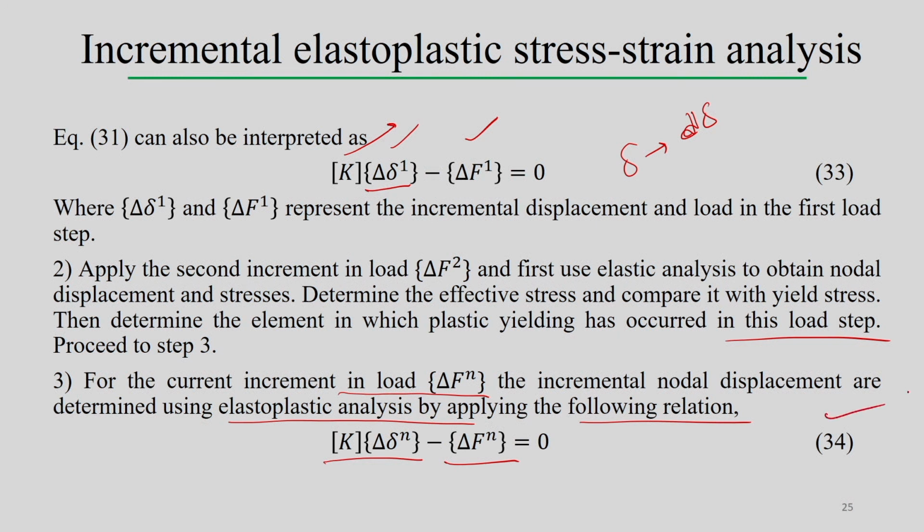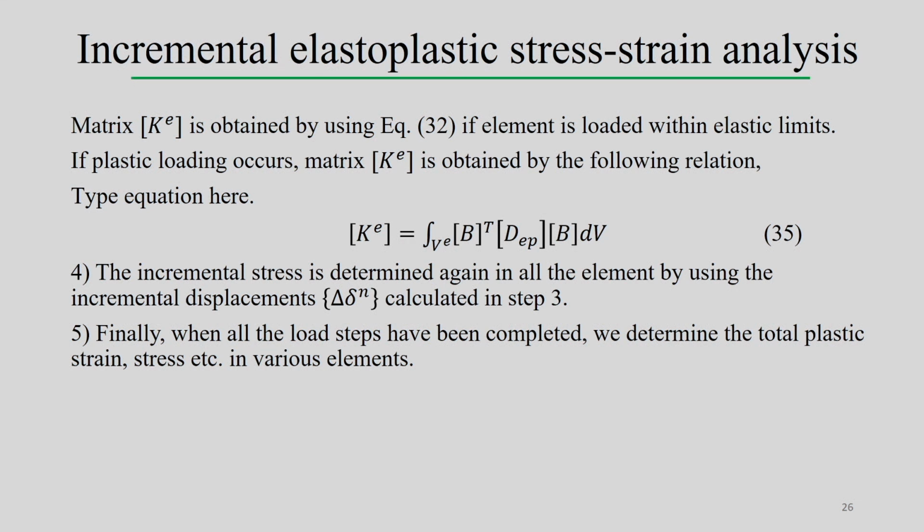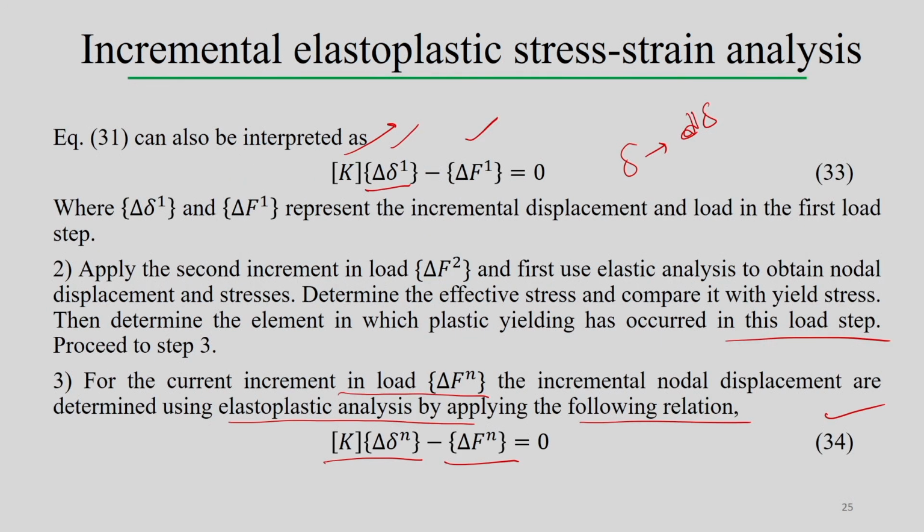From this relation we can perform the elastoplastic analysis, but to construct this K matrix, the stiffness matrix, we have to look at whether the state of the particular element is below the yield point or above the yield point. Accordingly, we can construct the elastoplastic matrix or only the elastic matrix. Now, matrix K is obtained by using equation 32 if the element is loaded within the elastic limit. Let us look into equation 32.